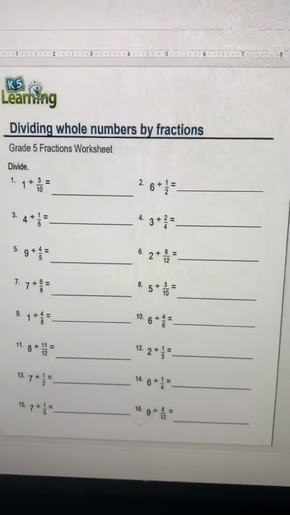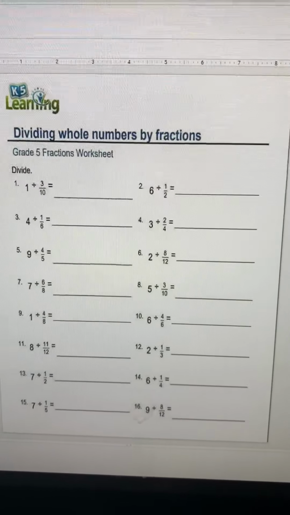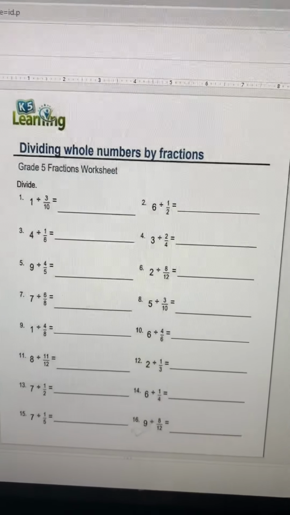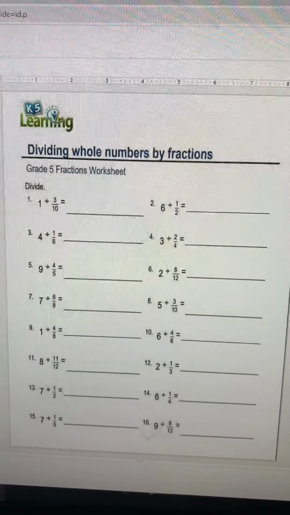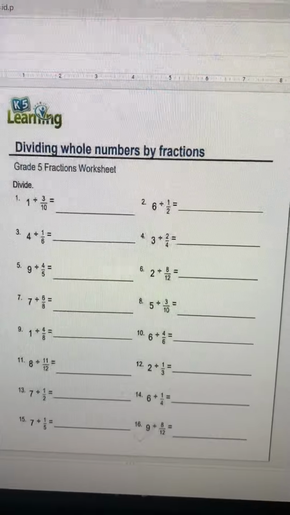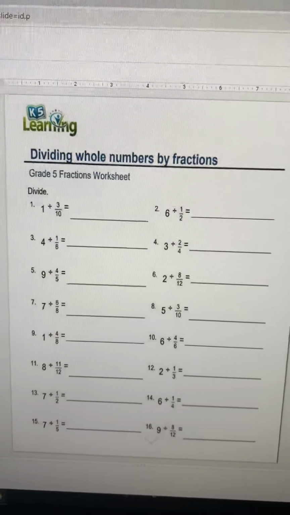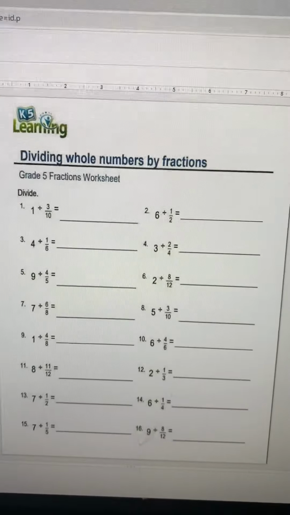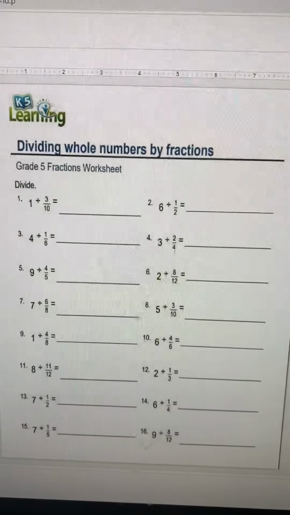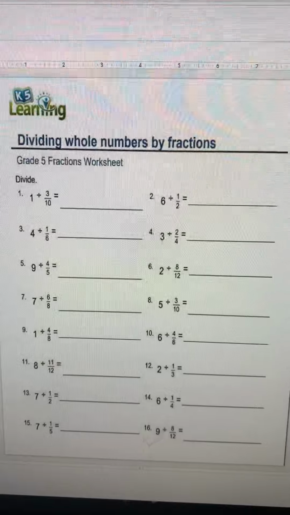We're going to move on to our next math lesson. On Friday, we did a lesson on dividing fractions by fractions. Today, we're going to do a lesson on dividing fractions and whole numbers. I'm going to be doing number 10, which is 6 divided by 4/6.